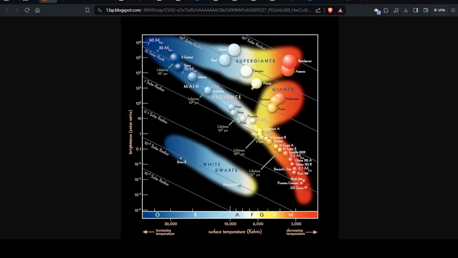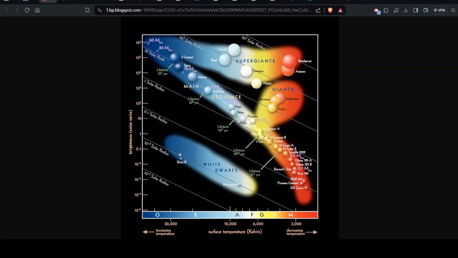And then the white dwarfs, we've got Sirius B, which is the partner to Sirius A, and Sirius is one of the brightest stars visually in the sky. That is also called the Dog Star because it's in the constellation of Canis Major. It follows Orion.